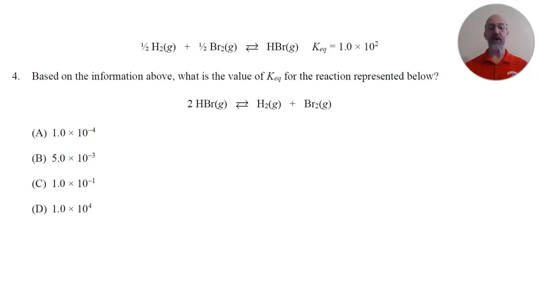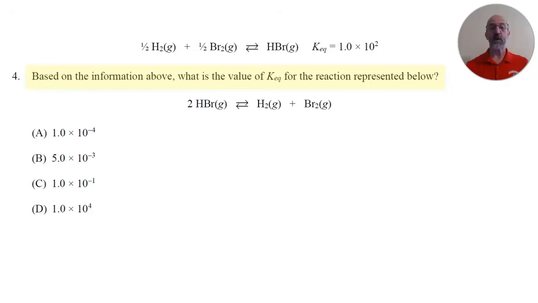Now it's time to move on to the practice for topic 7.6. This is question 4. In question 4, it says, based on the information above, what is the value of the equilibrium constant K for the reaction represented below? So both in question 4 and in question 5 of this packet, our job is to consider what changes were made to a particular balanced chemical equation, and then how those changes will affect the numerical value of K.